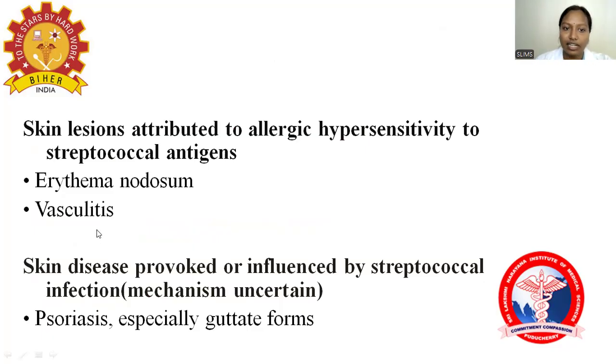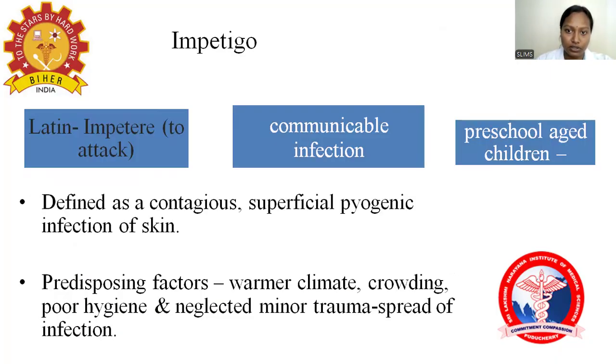Still, there are rarer classifications, like skin lesions attributed to allergic hypersensitivity because of streptococcal antigens, like erythema nodosum and vasculitis, and skin diseases provoked or influenced by streptococcal infections, like psoriasis, particularly guttate forms.